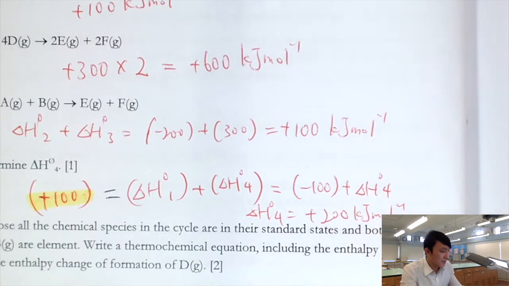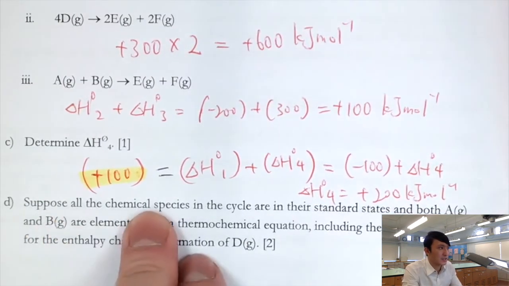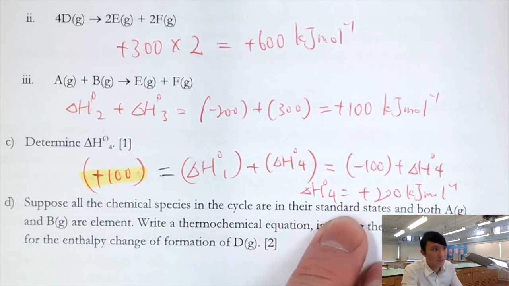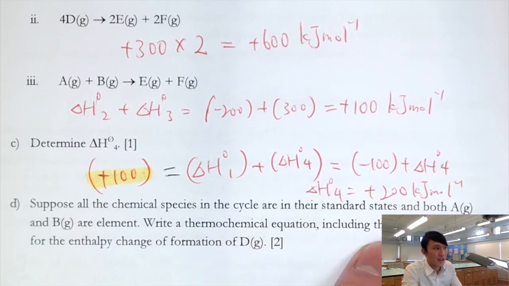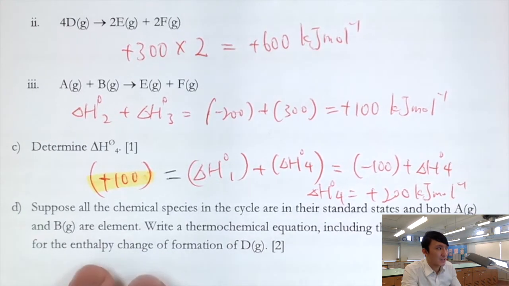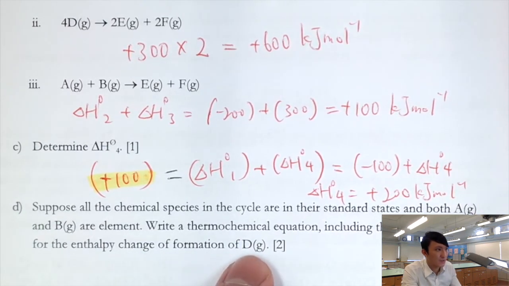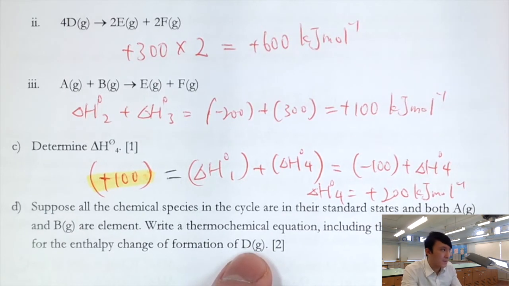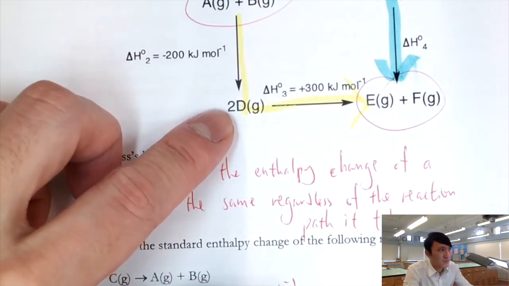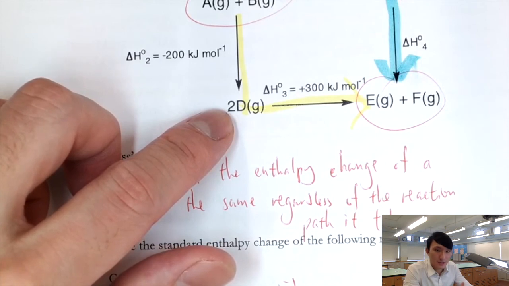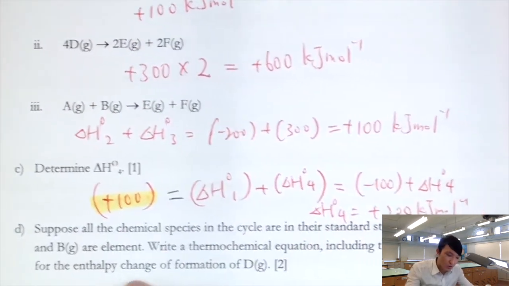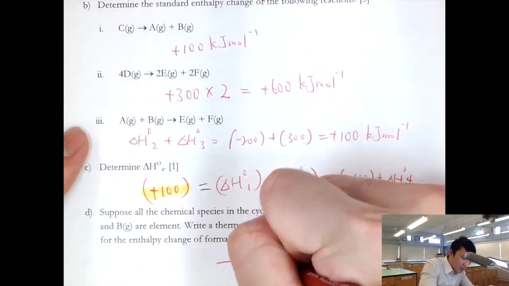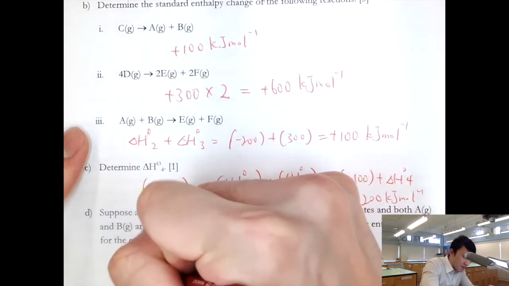Okay? Now, D here. Suppose all chemical species in the cycle are in their standard states and both A and B are the elements. Write a thermochemical equation including the enthalpy change for the formation of D. Okay, what a mouthful. Forming D, okay? So first of all, to form D, that means it must be formed from its constituent elements. And it is formed from A and B, and just now it said that A and B are the elements. So to form D, it must come from A and B.